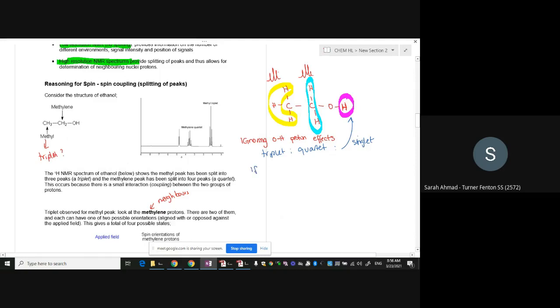But if we include the OH effect, then what are we going to get? So let's figure that out. What's happening here? It's a lot of splitting, but no problem. We've got this under control. So let's redraw our ethanol.